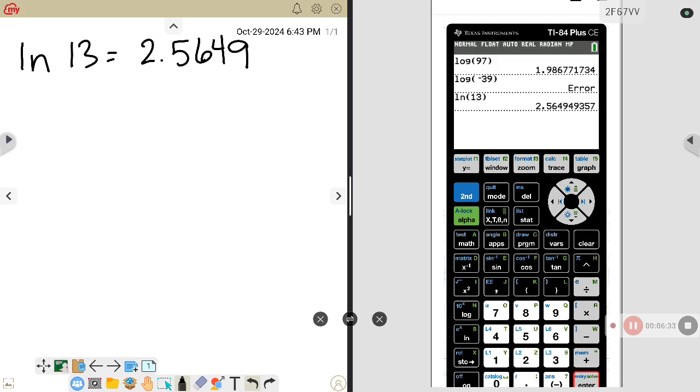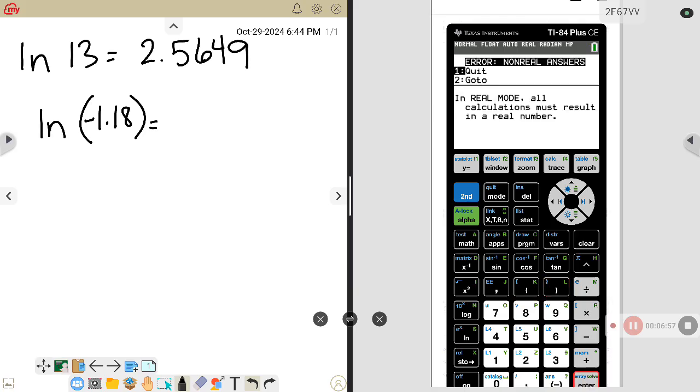And once again, if I have ln of negative 1.18, and I put that in my calculator, just like when I took the log of the negative number, when I do the natural log of negative 1.18, it again is going to give me an error message. So this one again does not exist.